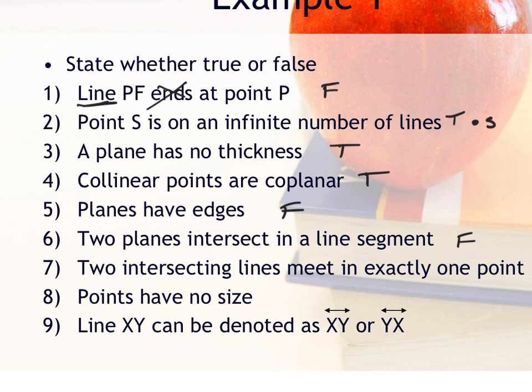Two planes intersecting, where'd I go? Two intersecting lines meet in exactly one point. Where those two planes touched each other, was that exactly one point? No, it was a line. Remember, we said it was a line. Two planes, that's like two pieces of paper touching each other, they meet together at a line.